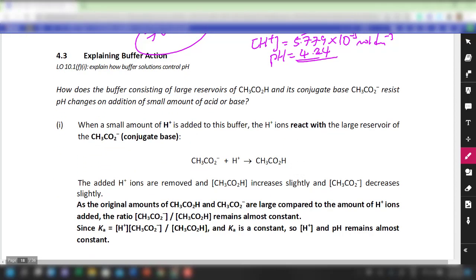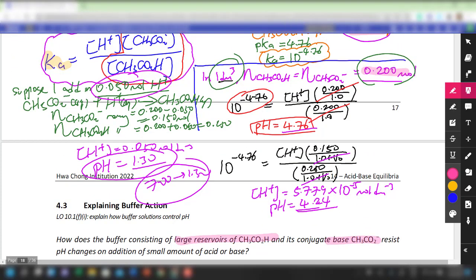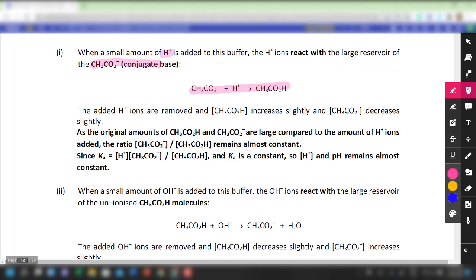the notes relatively quickly. So we have 4.3, where you are required to explain the buffer action. Again, first of all, when we have a buffer, same example, a large reservoir of ethanoic acid and conjugate base, similar to what we had earlier, which is 0.200. What will happen when we add in a small amount of acid? The H+ reacts with ethanoate, which is the conjugate base, through this acid-base neutralization reaction.